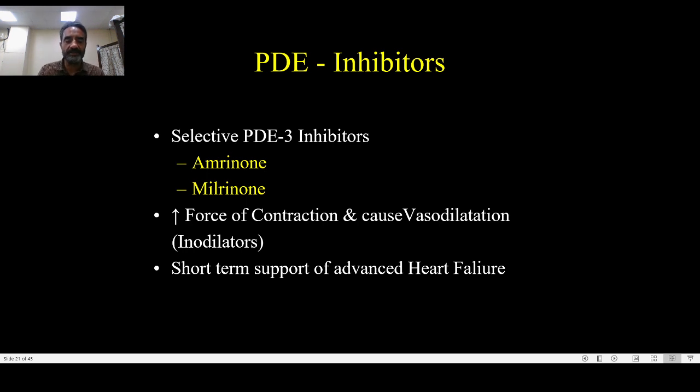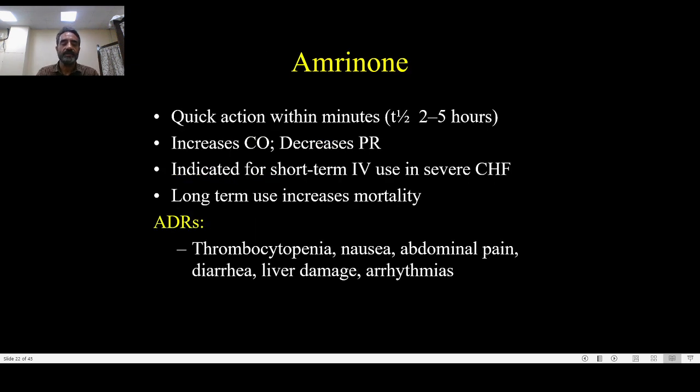Phosphodiesterase 3 inhibitors are selective PDE3 inhibitors, amrinone and milrinone. They increase the force of contraction and cause vasodilatation. So they are called inodilators. They are used for short-term support in advanced heart failure. So that is the restricted use of these drugs. They are quite toxic drugs.